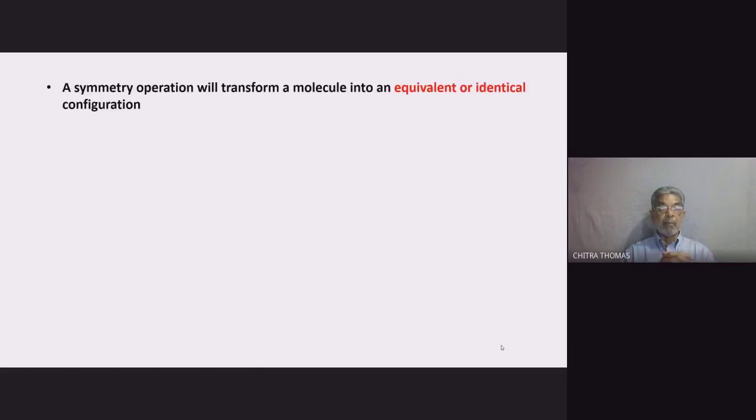A symmetry operation will transform a molecule into an equivalent or identical configuration. An equivalent or identical configuration. So let me explain what I mean by equivalent and identical configuration.